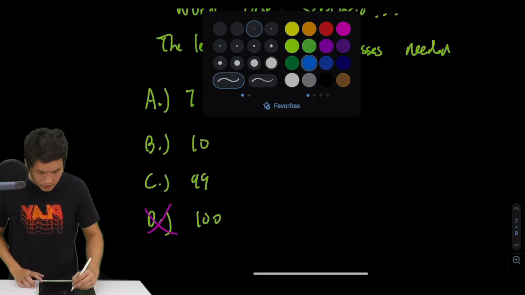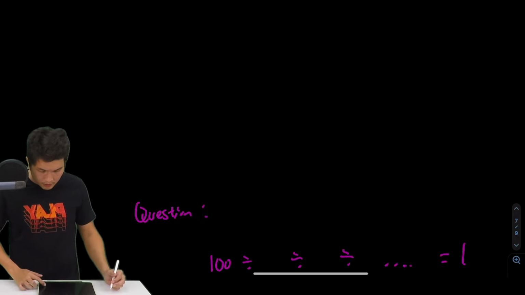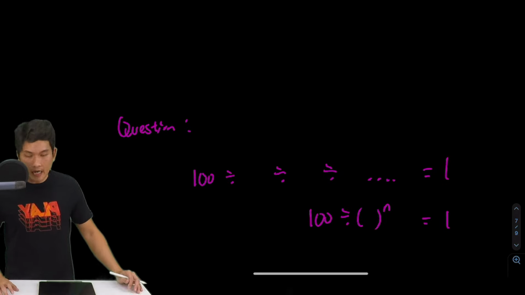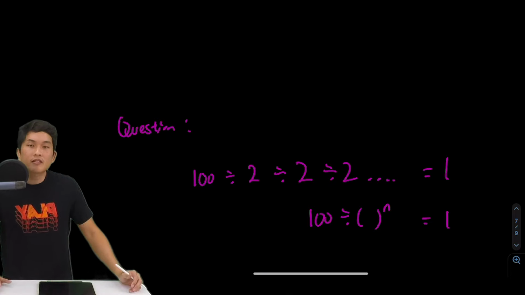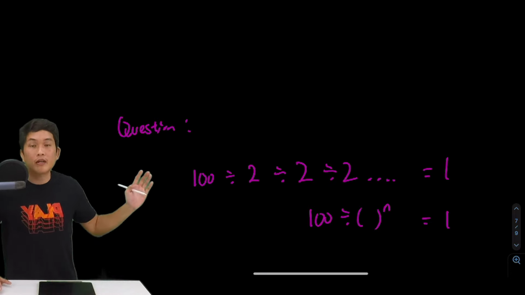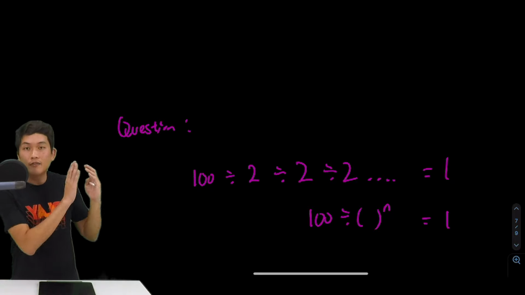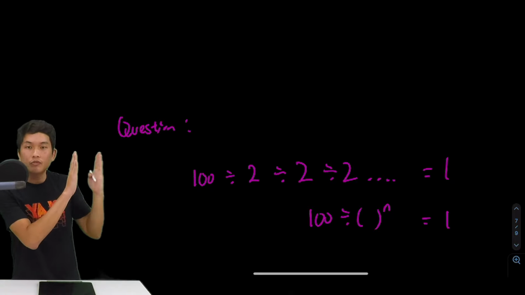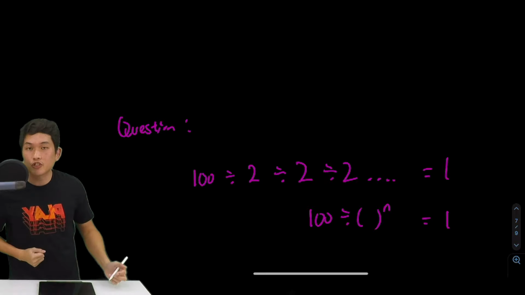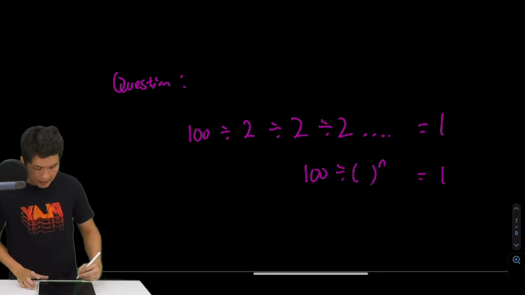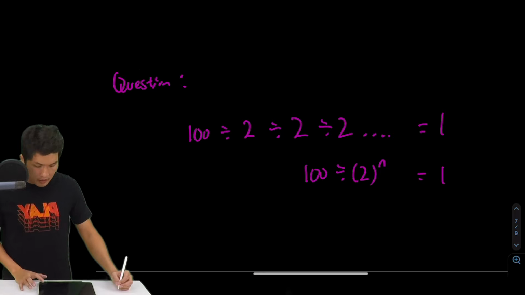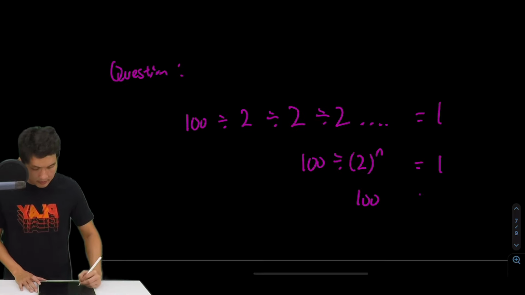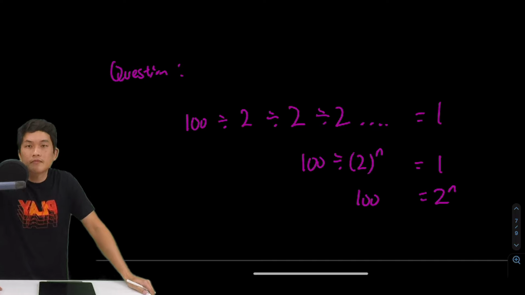Let's look at this. So we can change the question to: I have a number 100, and if I keep dividing by 2, dividing by 2, dividing by 2, how many times do I need to divide by 2 so that my answer is 1? I have a solution space of 100. How many divisions do I need to get 1? So that's the same as saying 100 divided by 2 to what power of n is going to give me 1. And for my final step, I'm going to multiply by 2 to the power n on both sides, and you're going to get this.